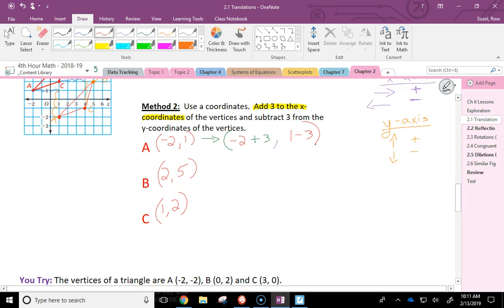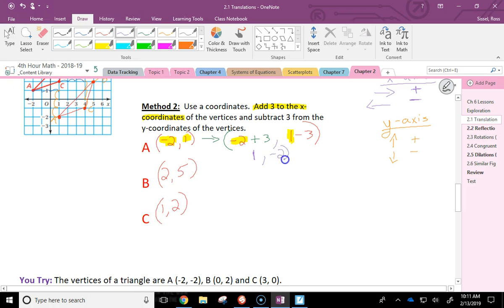All I'm going to have to do is say my original coordinate point, -2, 1, and then I'm going to add or subtract whatever they told me to do. So they told me to move 3 to the right. Negative 2 plus 3 is what? It's 1. So my new one is going to be 1. 1 minus 3 is.